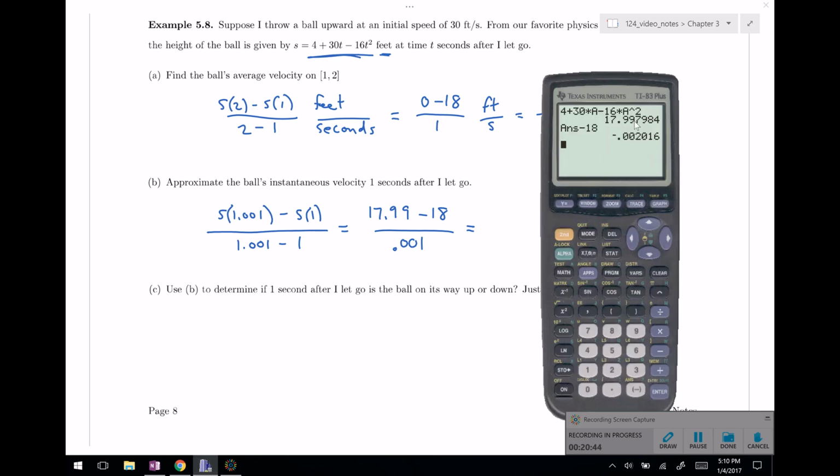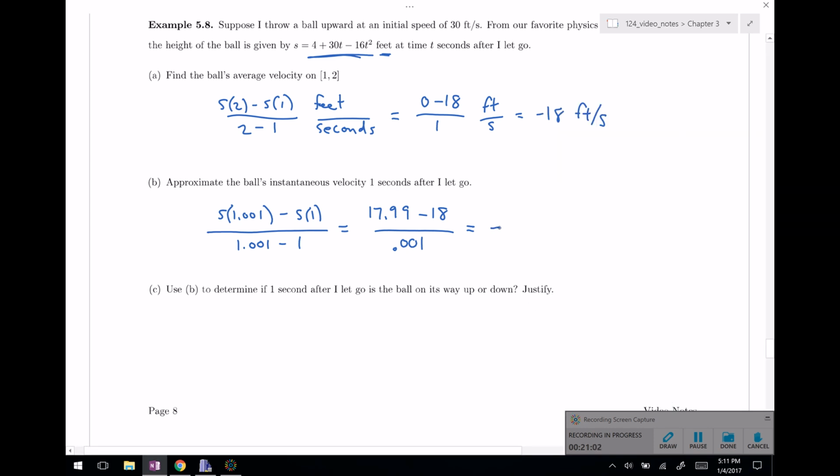So 17.997984. I subtracted away 18, and now I need to divide by 1/1000. So divide by 0.001. So negative 2.016. And again, my units are going to be feet per second, right? And that's why it's going to be giving us velocity. Feet per second are going to be velocity. All right, so that's where I get the negative 2.016. I would approximate the instantaneous velocity is probably going to be negative 2. Negative 2 feet per second.